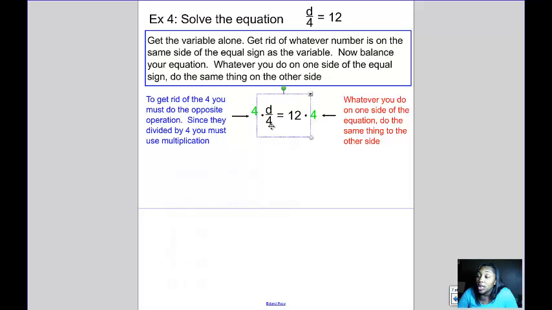Well, these 4s are opposites of each other, so I'm actually going to cancel them out, and that leaves me with d, and then 12 times 4 gives me 48. So my answer would be that d equals 48.